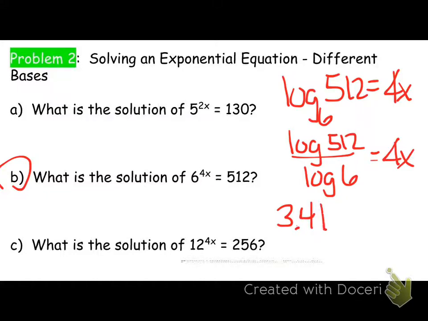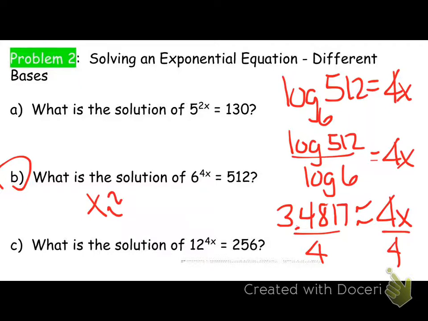3.48. 4817? Yeah. Is that what everybody else is getting? Okay. We can then go ahead and divide by the 4. And thus we find out that x is approximately, help me out somebody, 0.8704.